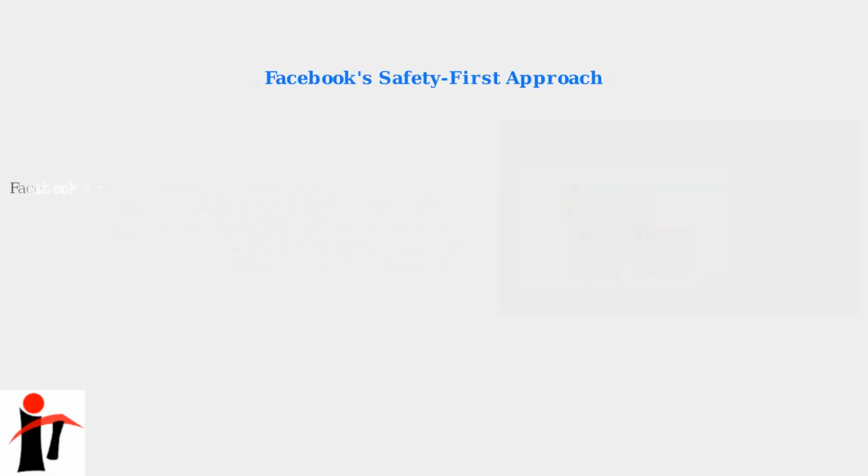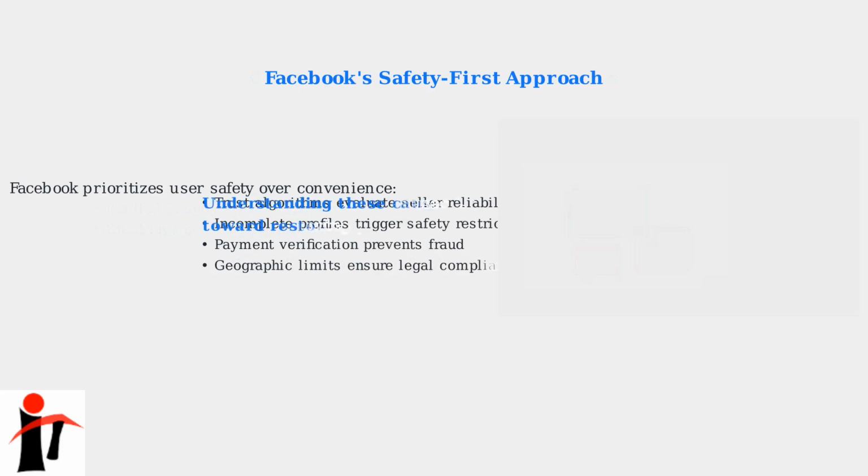Facebook's approach prioritizes safety over convenience. The platform uses sophisticated trust algorithms to evaluate seller reliability and prevent fraudulent activities. When your account doesn't meet these safety standards, shipping options are automatically hidden. Understanding these underlying causes is essential for effectively troubleshooting and restoring your marketplace shipping capabilities.